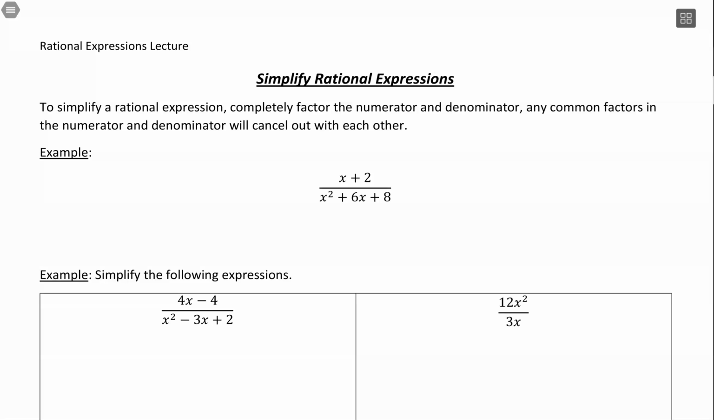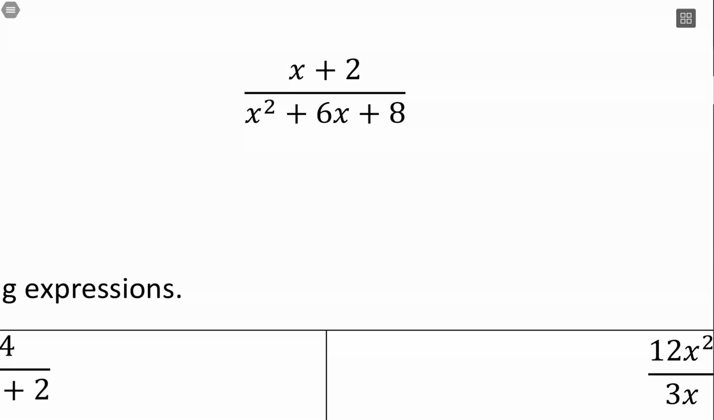Now, when looking for these factors, something we're going to need to use is our skills of factoring. So the first thing we'll want to do is completely factor the numerator and denominator, and then look for any common factors. For example, here I have this x plus 2, and then this denominator, x squared plus 6x plus 8, I want to go ahead and factor that. So I'm going to have this x plus 2, and then looking for numbers that multiply to 8 and add up to 6, that's going to be an x plus 2 and an x plus 4.